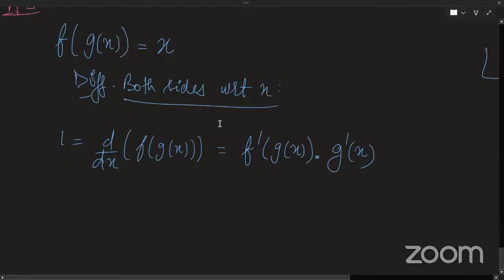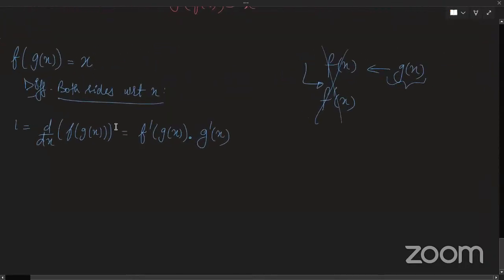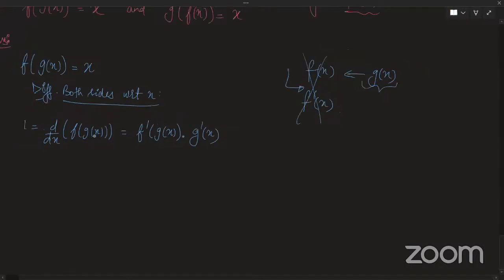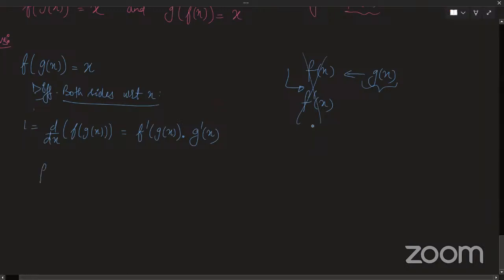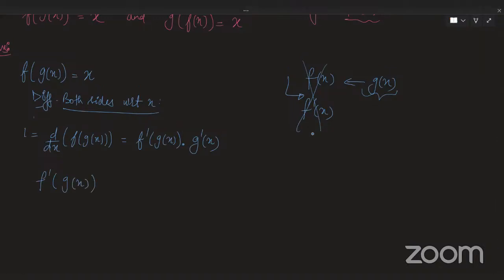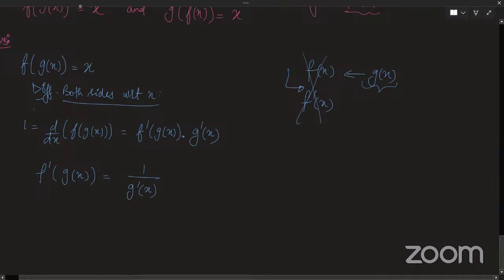Okay. So this is what you have got: d by dx of f of g of x, so you have f dash of g of x times g dash x. The question is asking you for f dash of 2. What do you know? You know f dash of g of x is equal to 1 by g dash x, right?